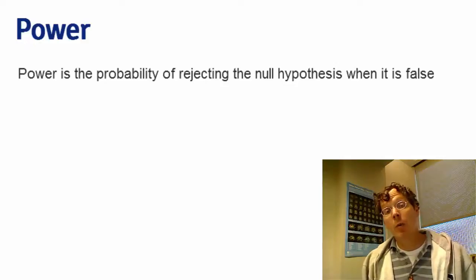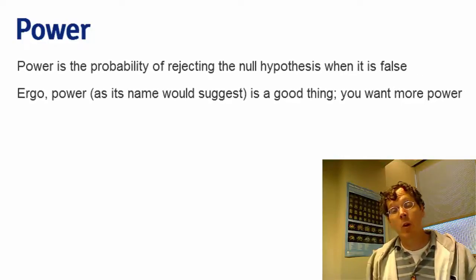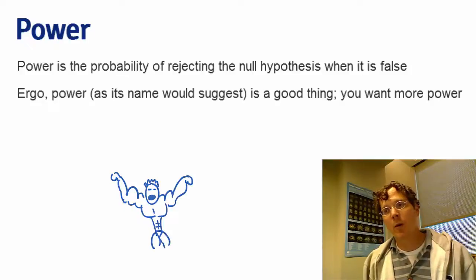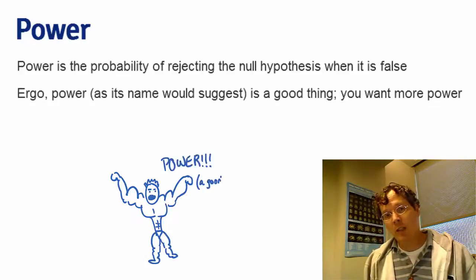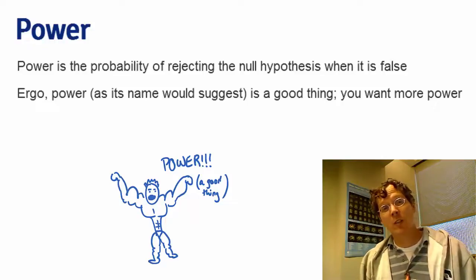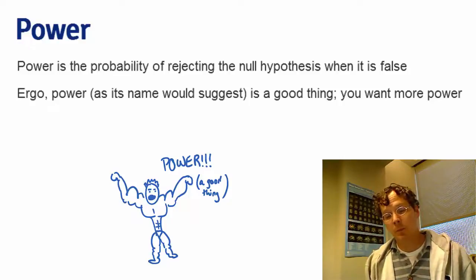Power is the probability of rejecting the null hypothesis when in fact the null hypothesis is false. So, like its name would suggest, power is a good thing. You want more power. And interestingly, power comes more into play when you fail to reject the null hypothesis than when you reject. Let me try to explain.